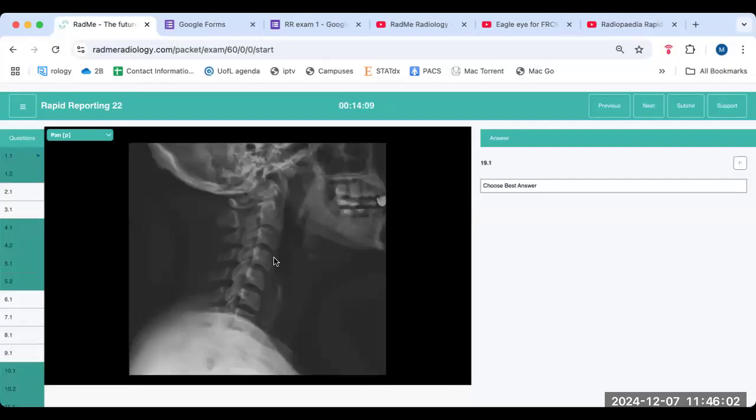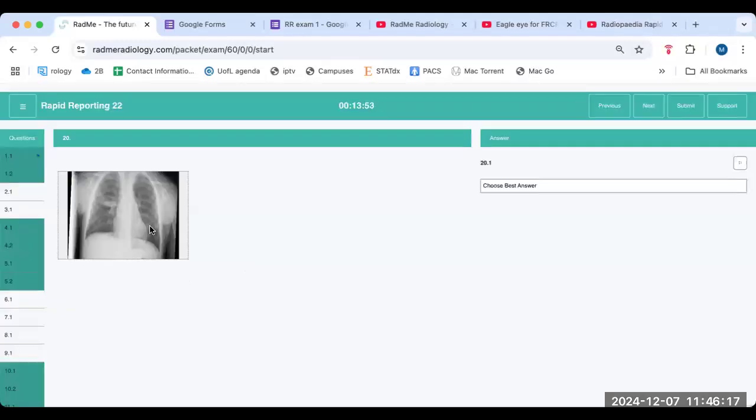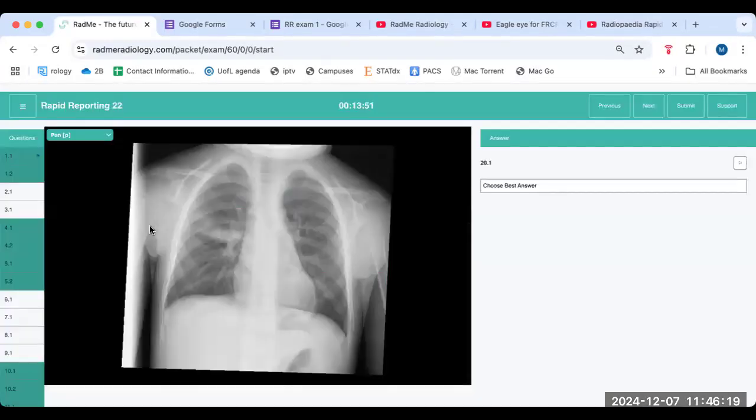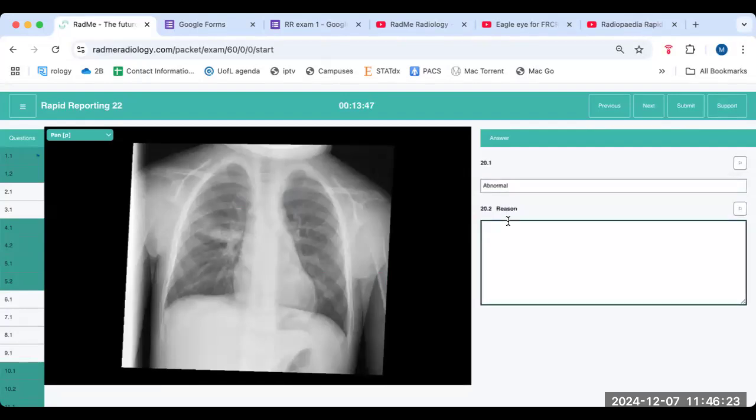Again, I check the anterior, the posterior, the spinolaminar, check the vertebral bodies, spinous processes, prevertebral soft tissue, and the mandible. There is nothing there, so I will keep it blank. Okay, this one is so obvious, I will put it like that. Right, middle, lung, zone, opacity.